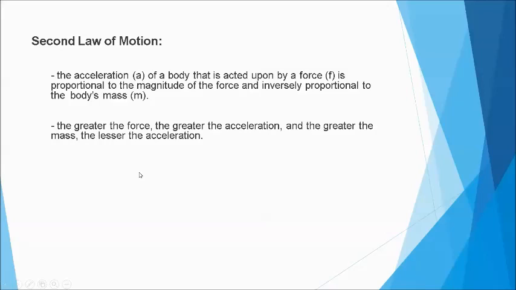Simply because Newton's first law of motion says that inertia is responsible for an object's resistance to change its state of rest or motion. So the greater the mass, the greater the inertia. So the greater the resistance to the force. Kaya it results to lesser acceleration. That's the reason for that.